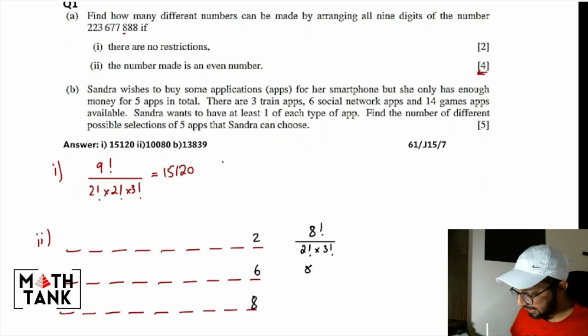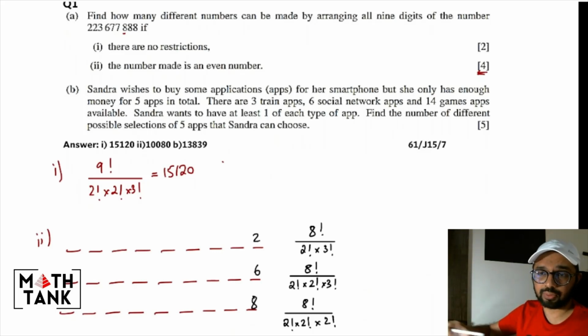When I take a 6 at the end, I know that there are 2 2's being shuffled, 2 7's being shuffled, and 3 8's being shuffled. Then when I end with an 8, I know that there are 2 2's, 2 7's, and now 2 8's. So there are 3 different cases, which is why this question is 4 marks. It's not just a simple question where you place the number at the end.